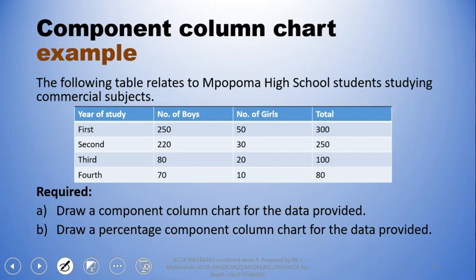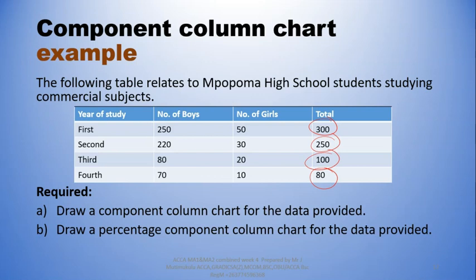We know from the definition that the total of the items, the total of the variables' quantity or size, is represented by the height of the column. So if we are talking of the number of students in a particular year, then the total is the height of that column. For the second year, the height is 250, the third is 100, and the fourth is 80.